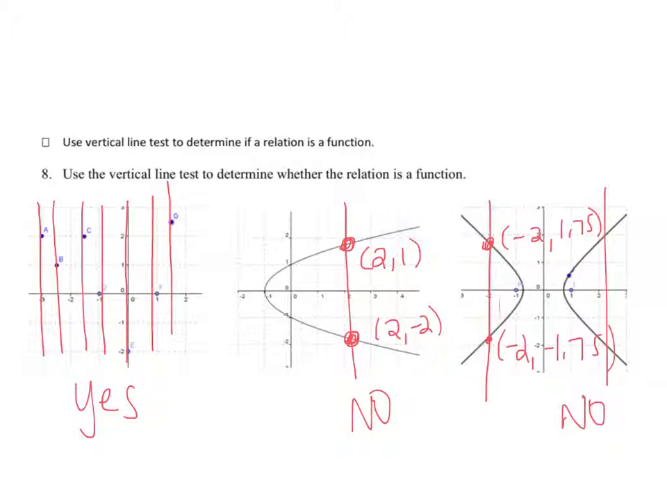So remember, when you're looking at graphs of a function, if you draw any vertical line and it touches the graph more than once, then it's not a function.